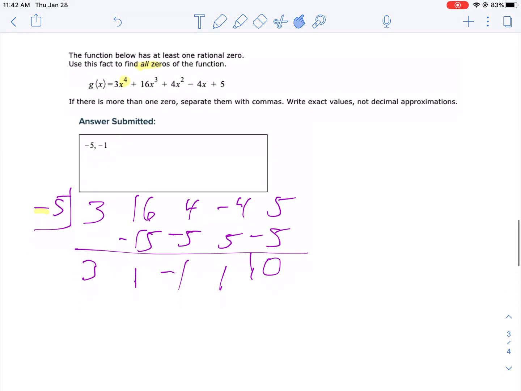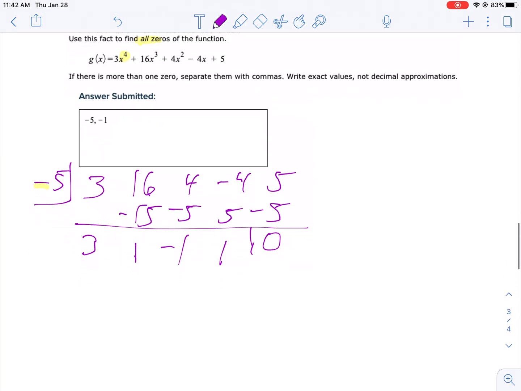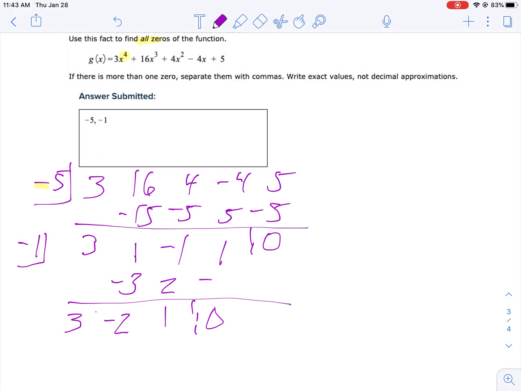Now let's do the same thing for your second root, which is negative 1. And this time when I do it, I should get a 0 for the remainder here. Bring down the 3. 3 times negative 1 is negative 3. Plus 1 is negative 2. Negative 2 times negative 1 is positive 2. Negative 1 plus 2 is 1. 1 times negative 1 is negative 1, and I get 0.